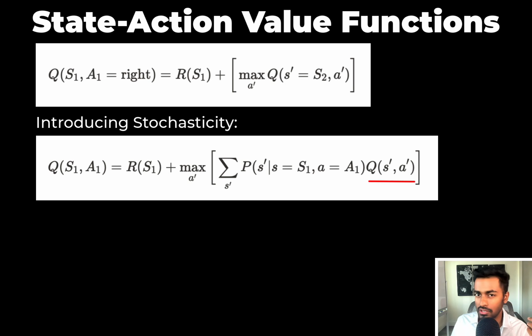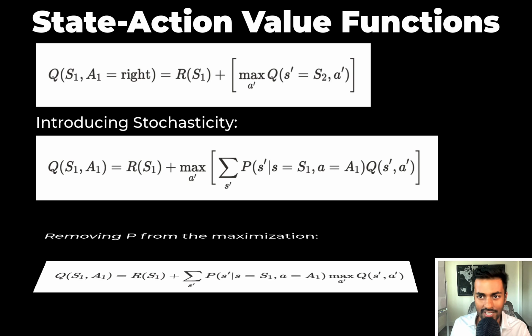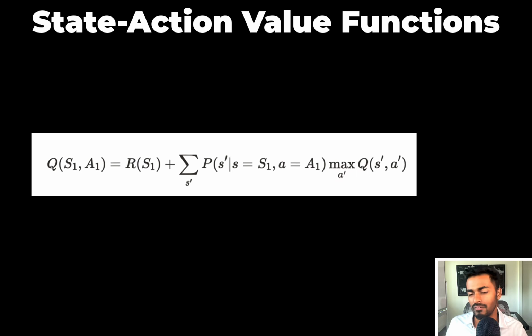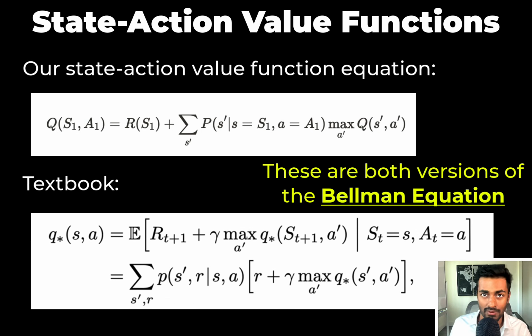And since this is a Q value, this would be the value of state and any future action that we take. But here we can see that the probability term doesn't depend on the future action A dash. So we can take it out. And once again, with the differences mentioned before, this becomes the original textbook equation.